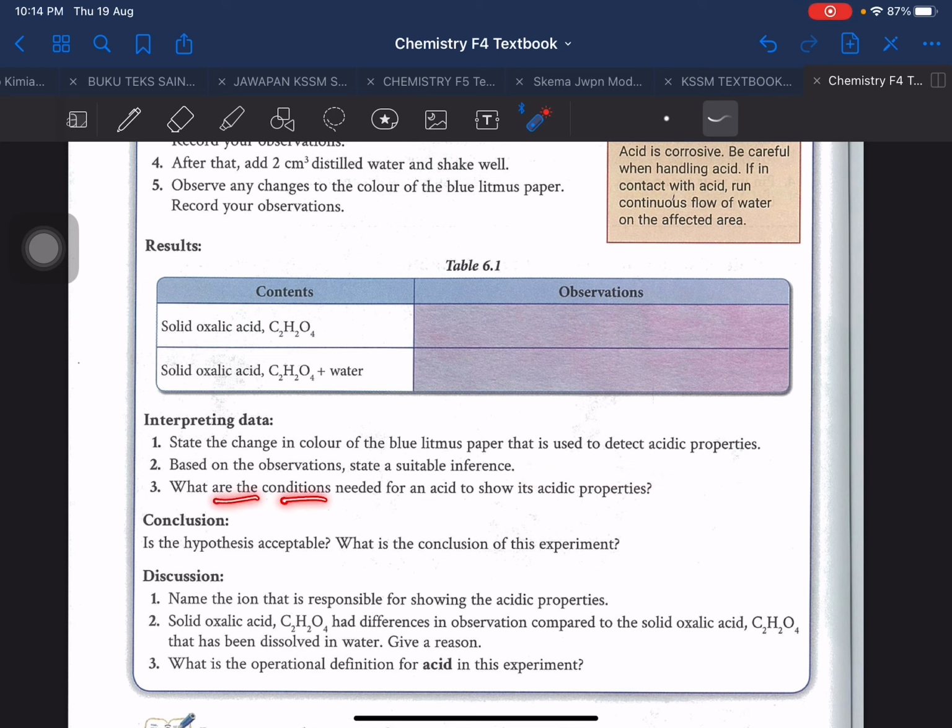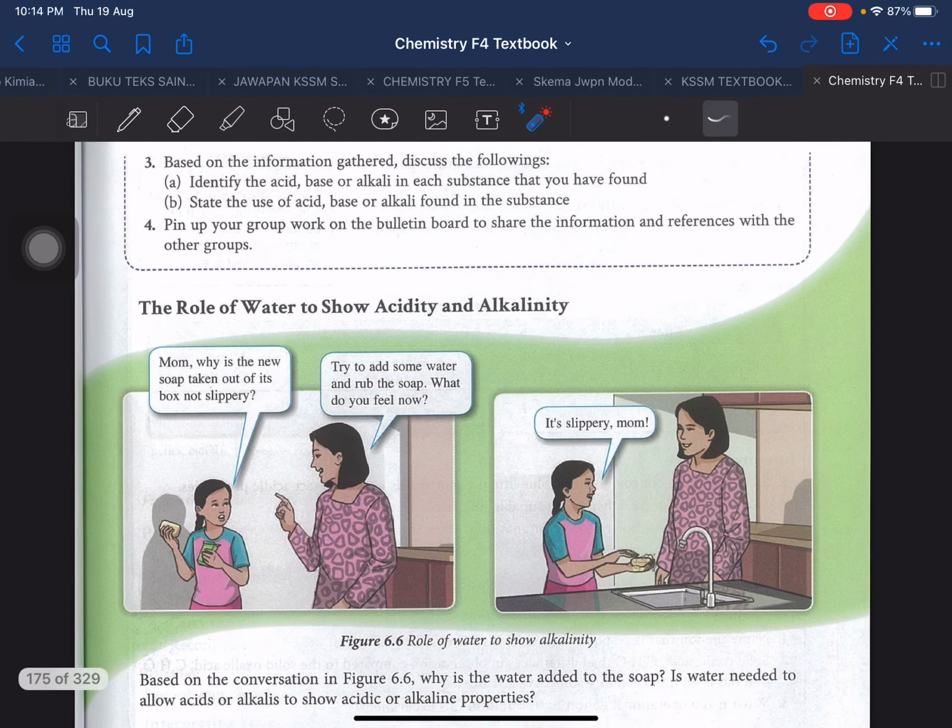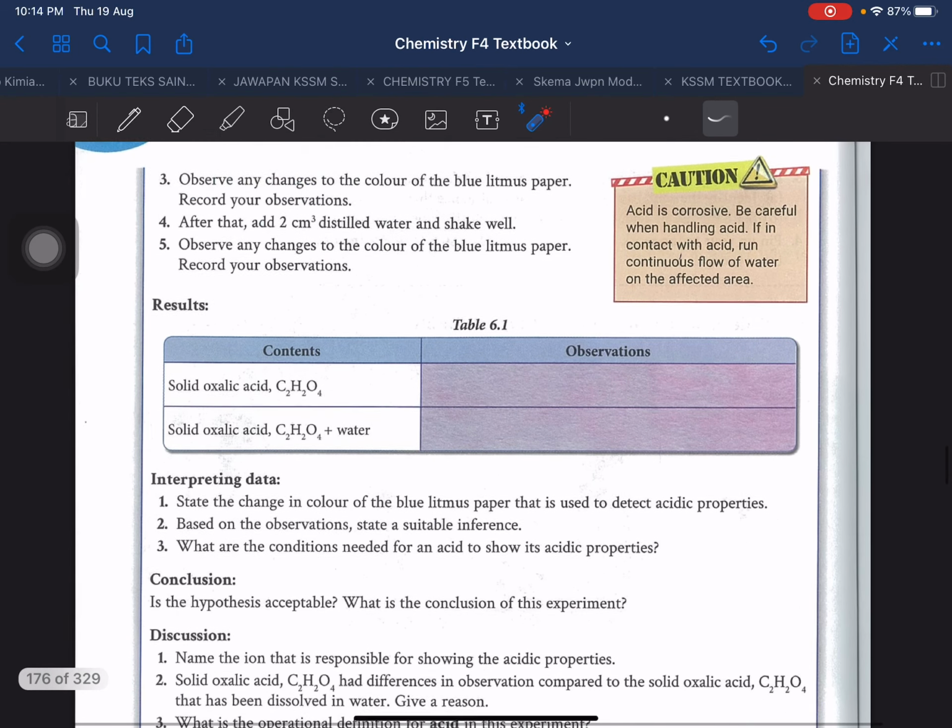What are the conditions needed for an acid to show its acidic property? Apa dia punya keadaan yang diperlukan? We need water. Okay, just like the soap here. You see, bila sabun dalam keadaan solid, tetap sabun. Tapi bila dia sudah tambah dengan air sedikit pun, sudah menunjukkan sifat-sifat alkali. So we need water to show the properties of the acid ataupun alkali.